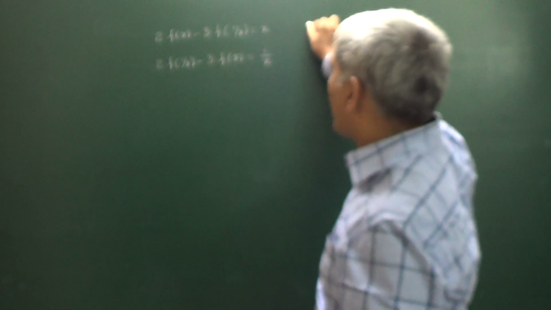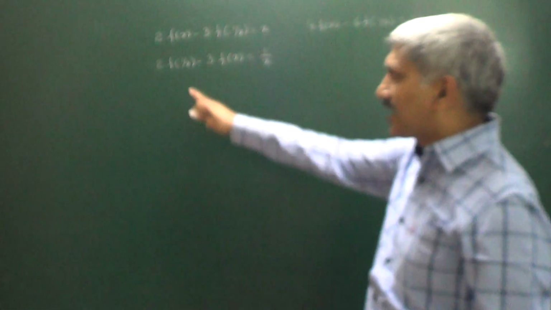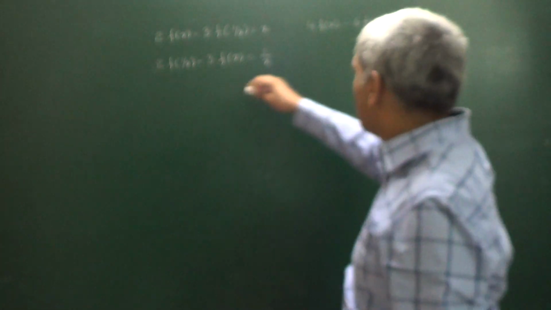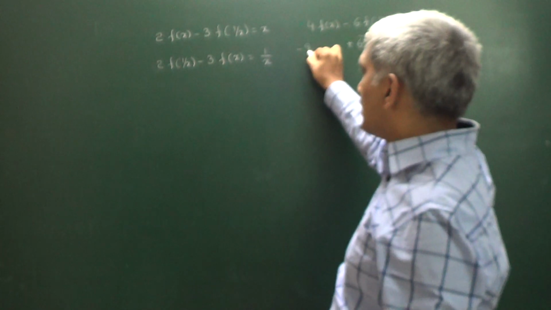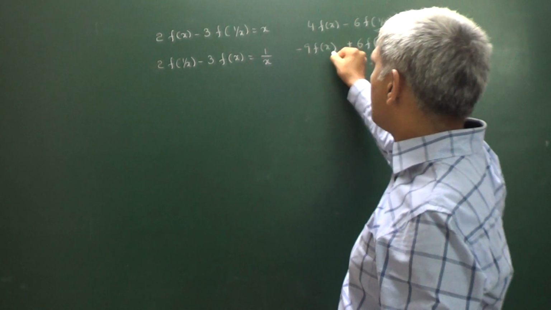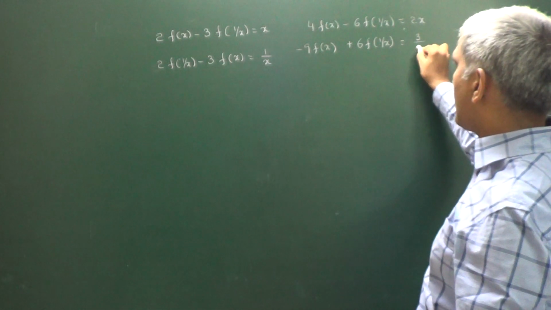First equation we multiply with 2, then we will get 4 times f of x minus 6 times f of 1 by x is equal to 2x. First equation multiplied with 2. Now second equation multiply with 3. So you will get 6 times f of 1 by x minus 9 times f of x is equal to, multiplying with 3, 3 by x.